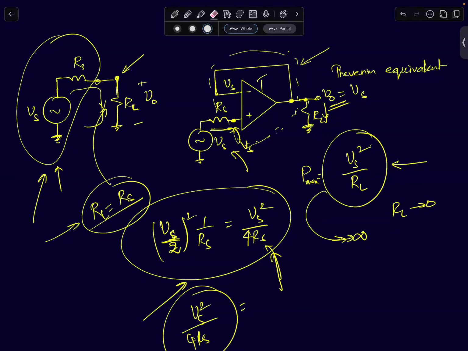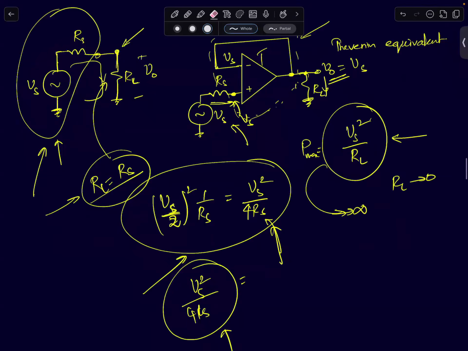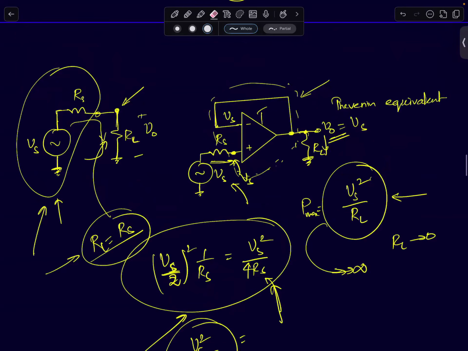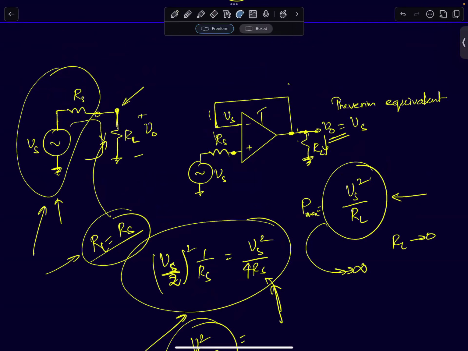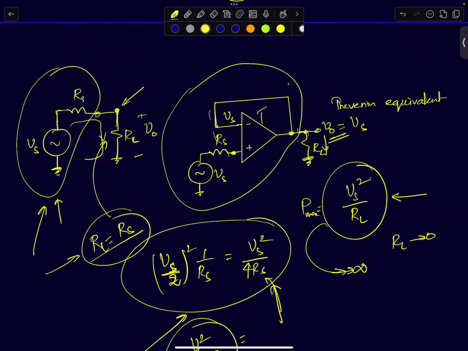To better understand this, I can say, why not draw a Thevenin equivalent for the circuit and see what happens? I'm interested in drawing the Thevenin equivalent of the circuit. So how do you draw a Thevenin equivalent? First, open circuit. Just remove the load and measure that node voltage.